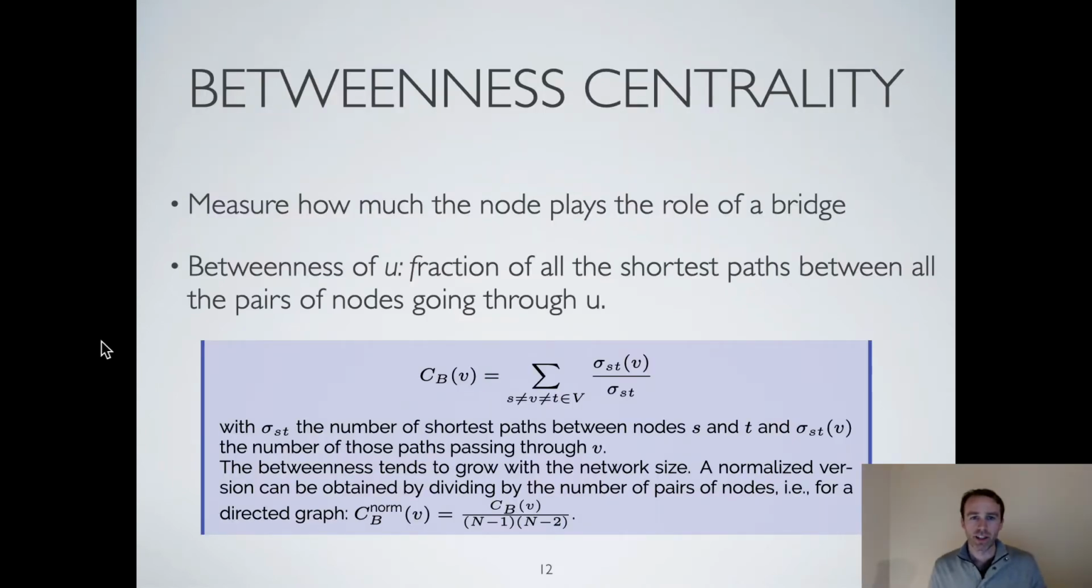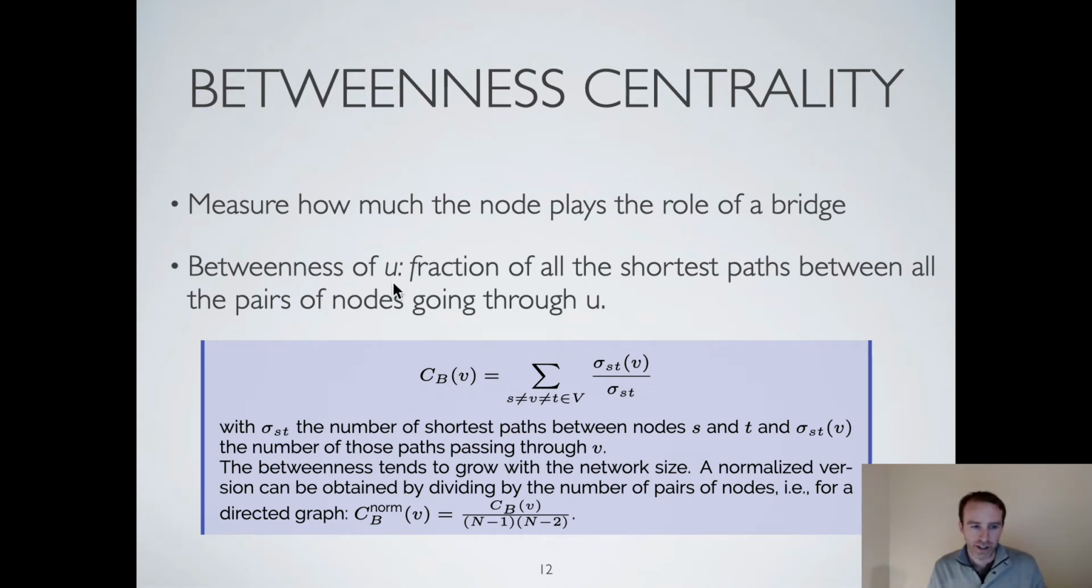So the next centrality is also a very important one, and it's the betweenness centrality. It's a measure of how much the node plays the role of a bridge in the network. So it's very important if you want to understand flows in the network. So for instance, the flow of money in a Bitcoin network. So you want maybe to identify some actors that are important intermediaries. So if you remove them, it will be much harder for the money to flow in the network.